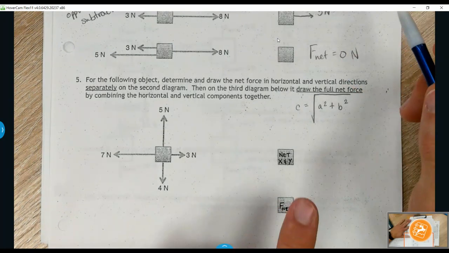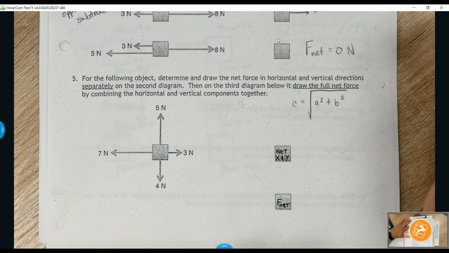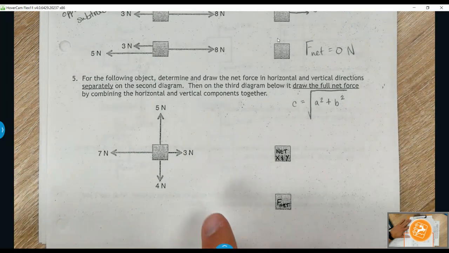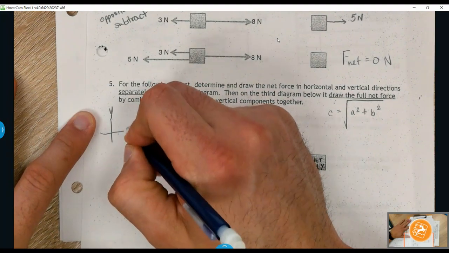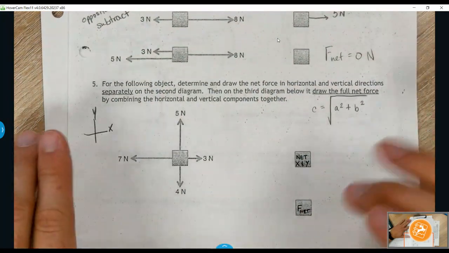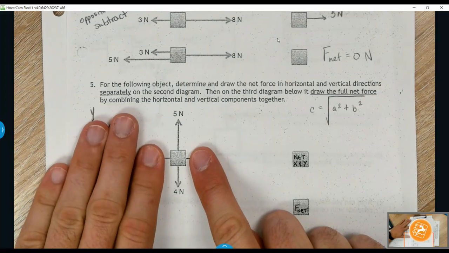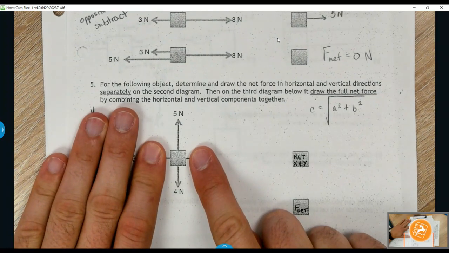So in this first box, I'd like you to just figure out right now, what is the net force in the y direction? So what does that mean? Y direction is what? Up or down or left or right? So y and x, right? So what is the net force in the y direction? If I cover up the left and right, what is the net force right here? If you have 5 up and 4 down.